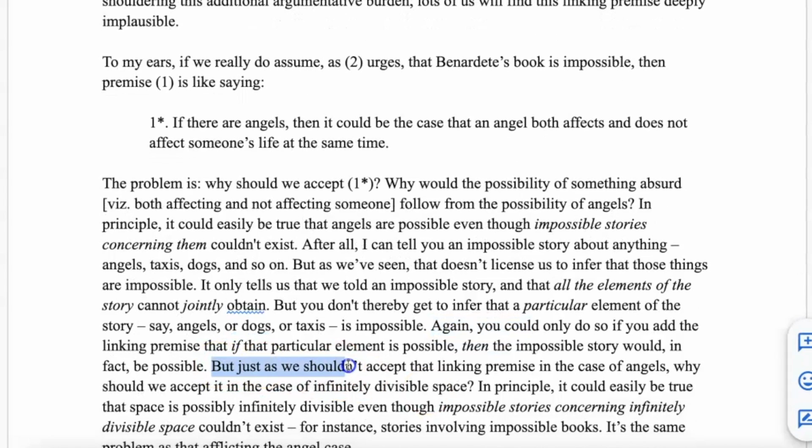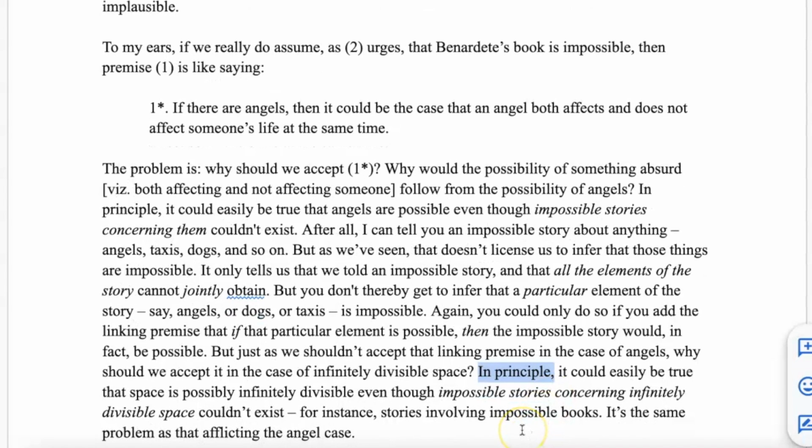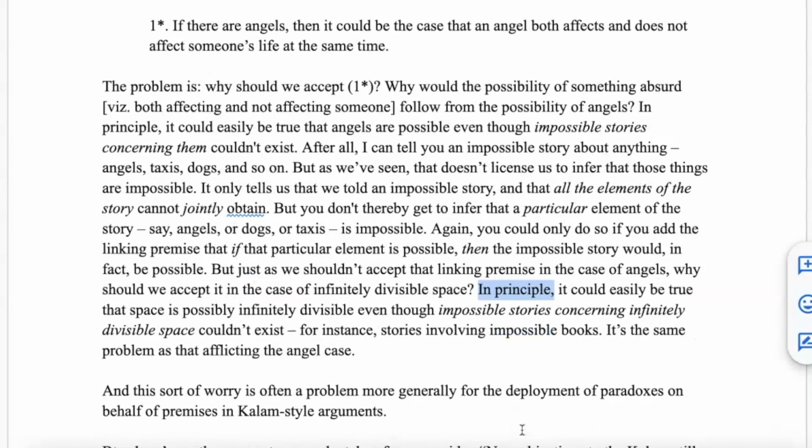But just as we shouldn't accept that linking premise in the case of angels, why should we accept it in the case of infinitely divisible space? I mean, again, in principle, it could easily be true that space is possibly infinitely divisible, even though impossible stories concerning infinitely divisible space couldn't obtain or couldn't exist. For instance, stories involving impossible books. It's the same problem as that afflicting the angel case.